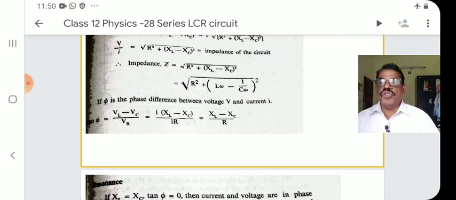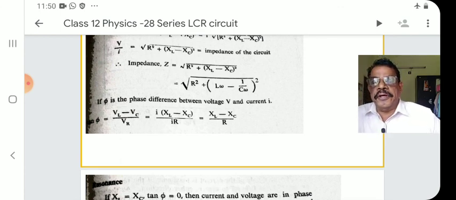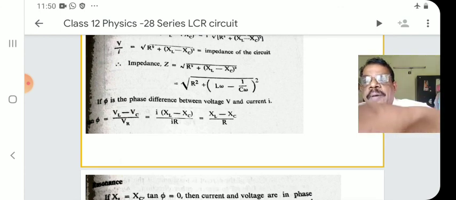If phi is positive, there is phase lag for current with the voltage. If phi is negative, there is phase lead. And if phi is 0, there is no lag or lead. Phi is called phase factor.